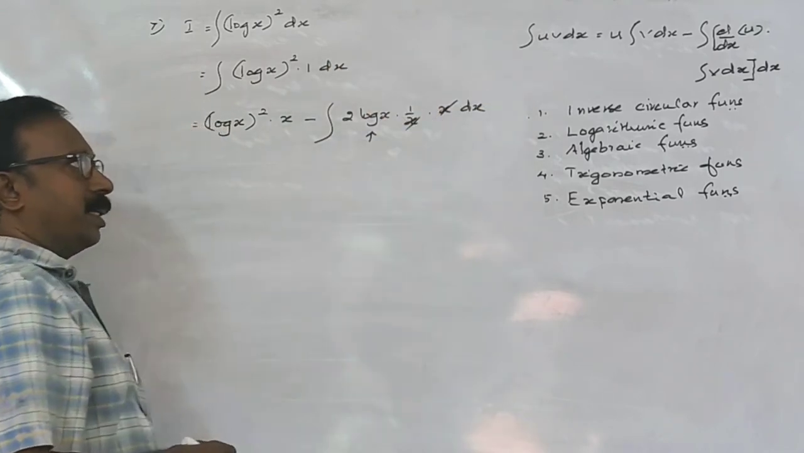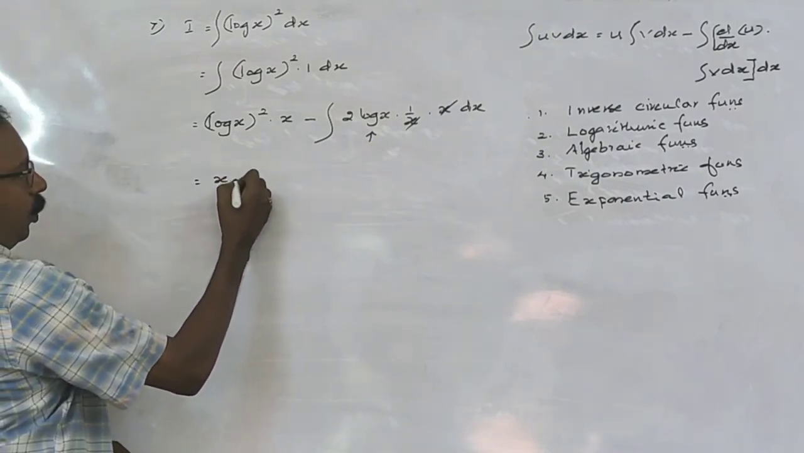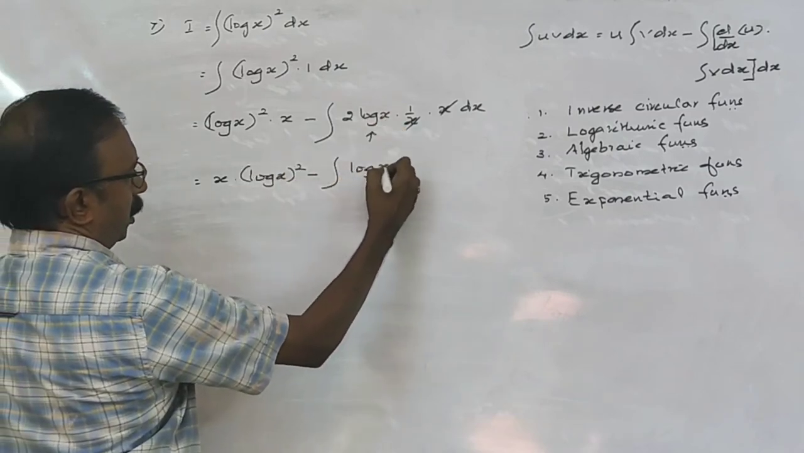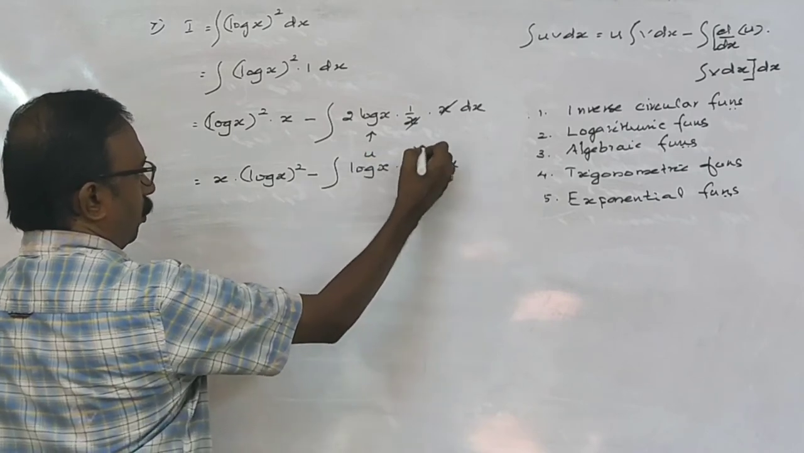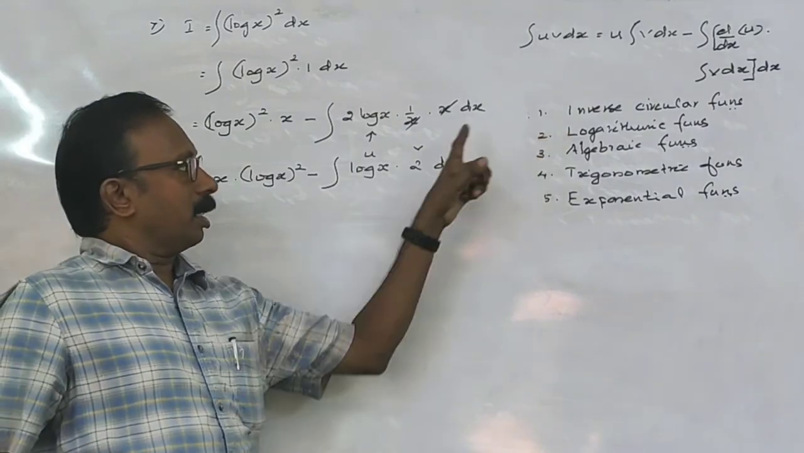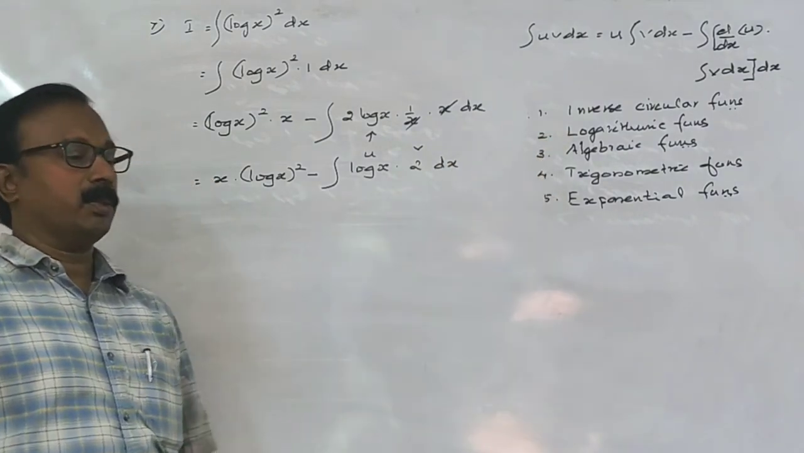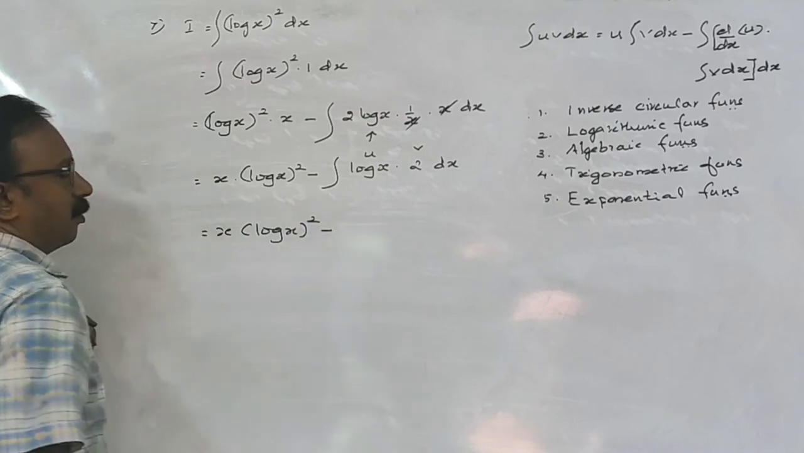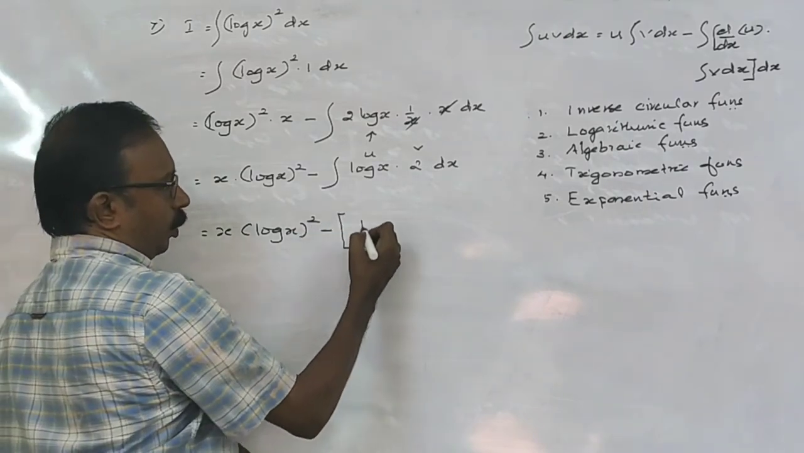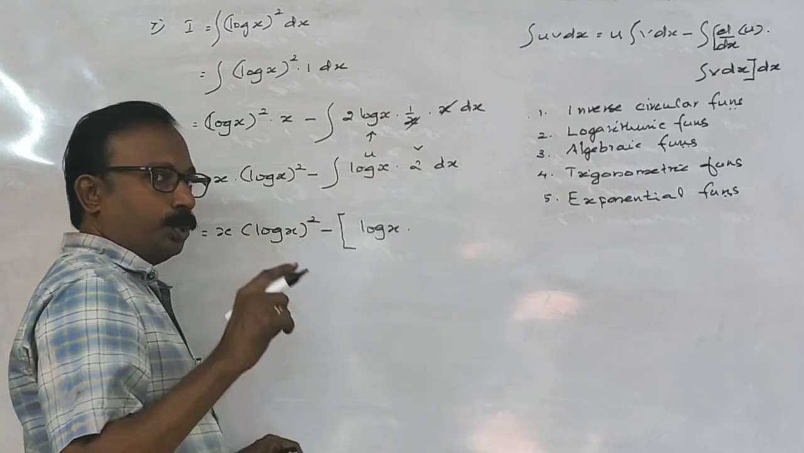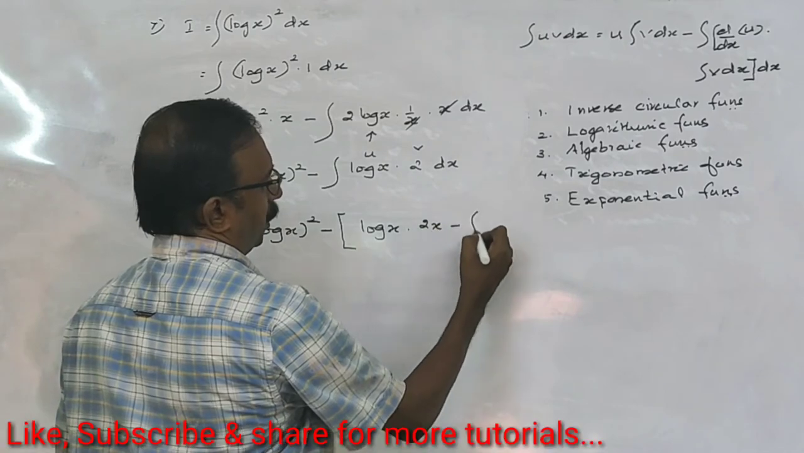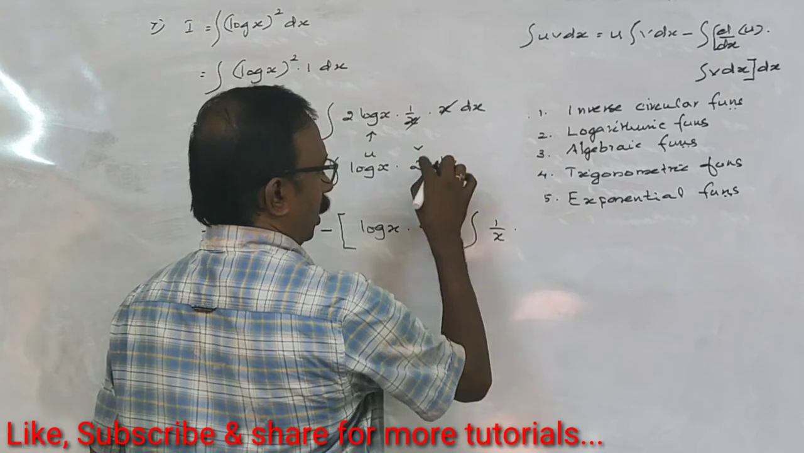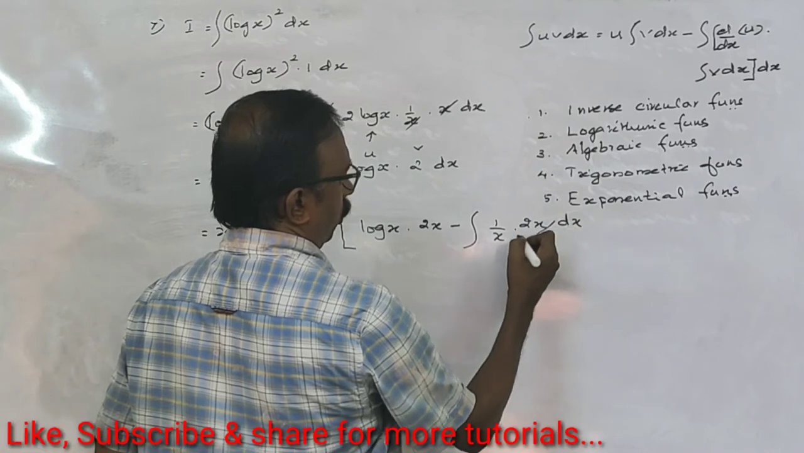So x and x get cancelled. Now x into log x the whole square minus, here it can be written as log x into 2 into dx. The logarithmic function has second priority and 2 is an algebraic function which has third priority. So x into log x the whole square minus, log x into integral of 2, that is 2x, minus integral of derivative of log x, which is 1 by x, into integral of 2, which is 2x, into dx. Now x and x get cancelled.